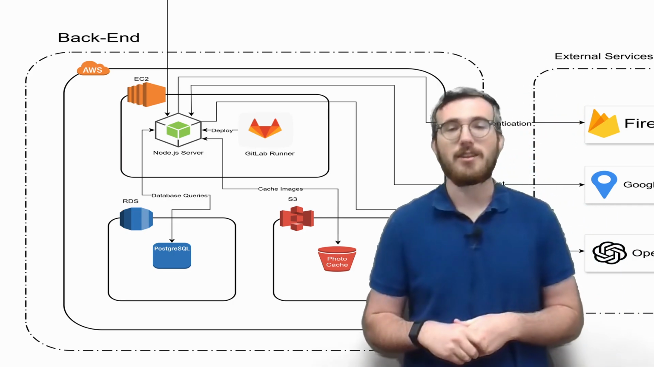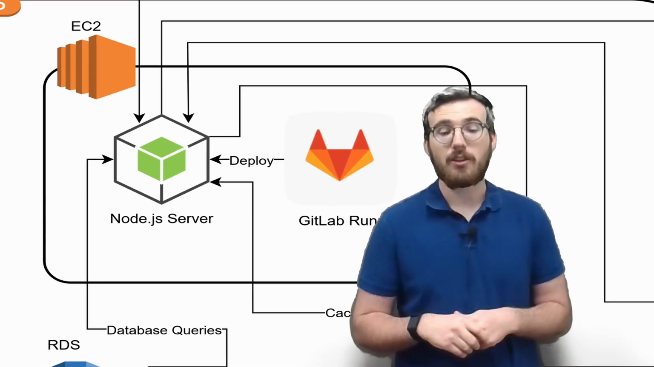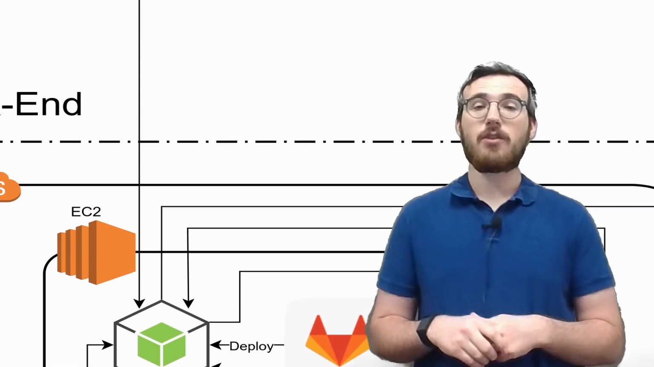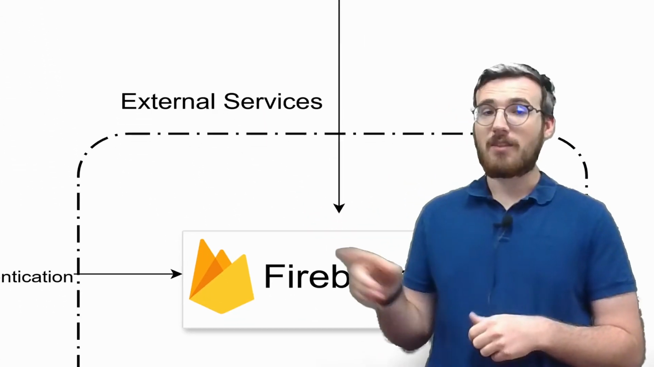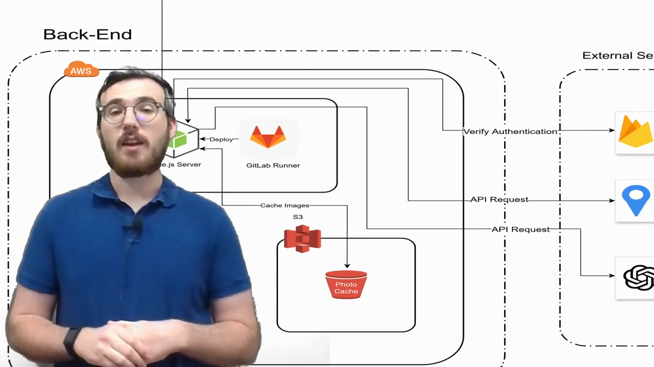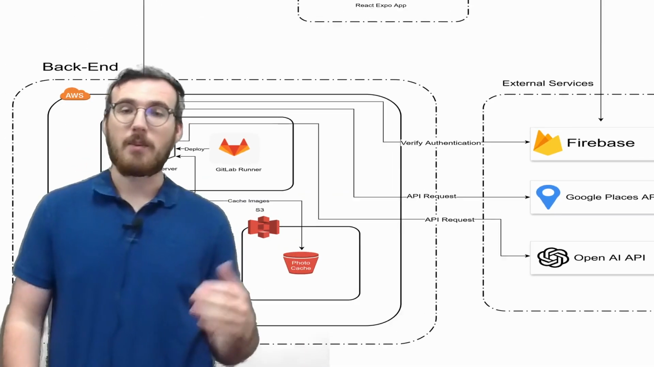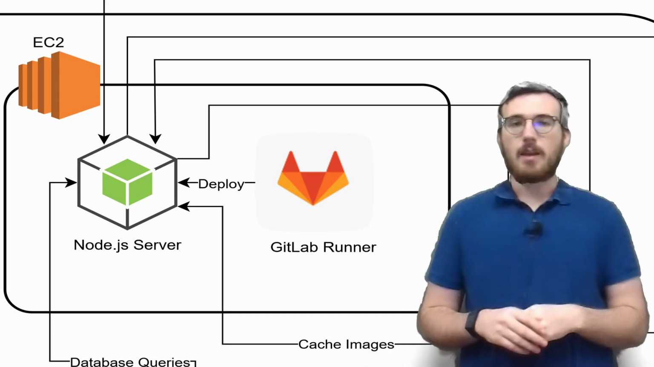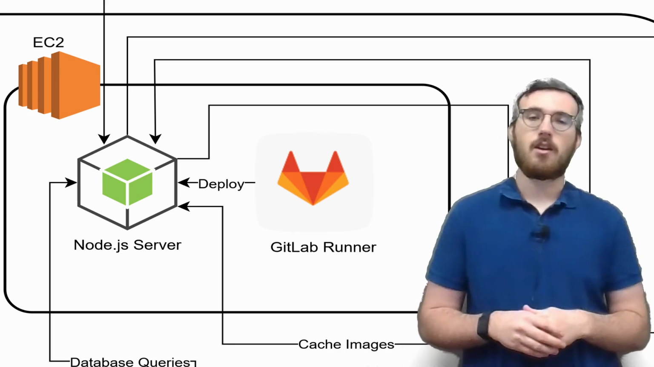We're using AWS's EC2, RDS, and S3. Now we have a Node.js server running in an EC2 instance, which receives the requests from our app. From there, it can verify the authentication using Firebase, and then it can either query our database, which contains all the trip data, or send out requests to our external services like the Google Maps API or the OpenAI API. We also have a GitLab runner on the same EC2 instance to help deploy the backend whenever any kind of change is made on our GitLab repo.